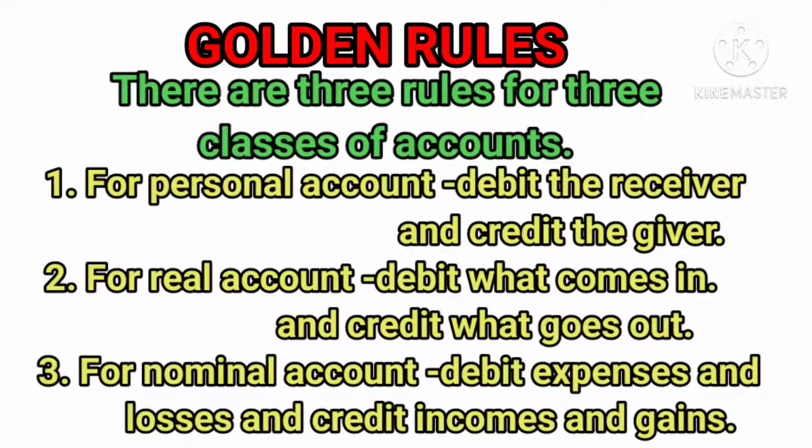Now I speak about the golden rule for ascertaining debit and credit of a transaction. There are three rules for three classes of account as discussed earlier. Number one, for personal accounts, debit the receiver and credit the giver. Number two, for real accounts, debit what comes in and credit what goes out. Number three, for nominal accounts, debit expenses and losses and credit incomes and gains.